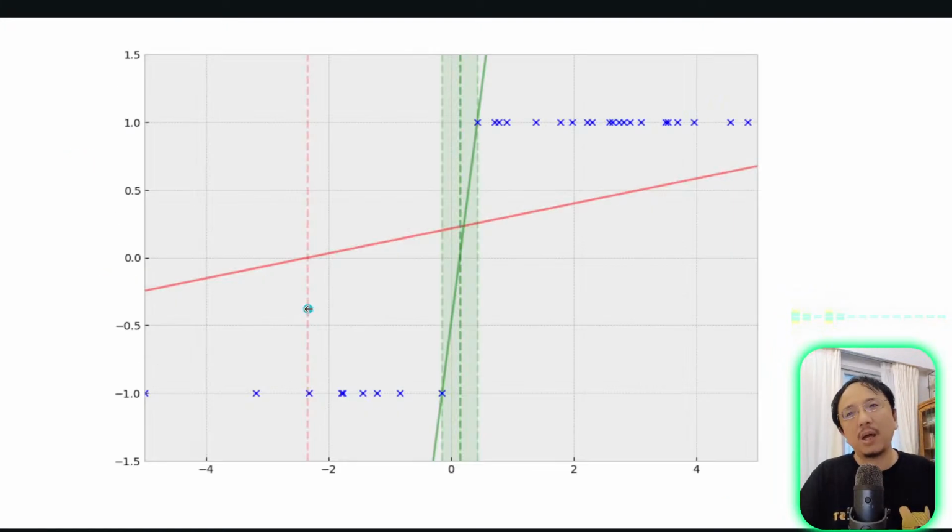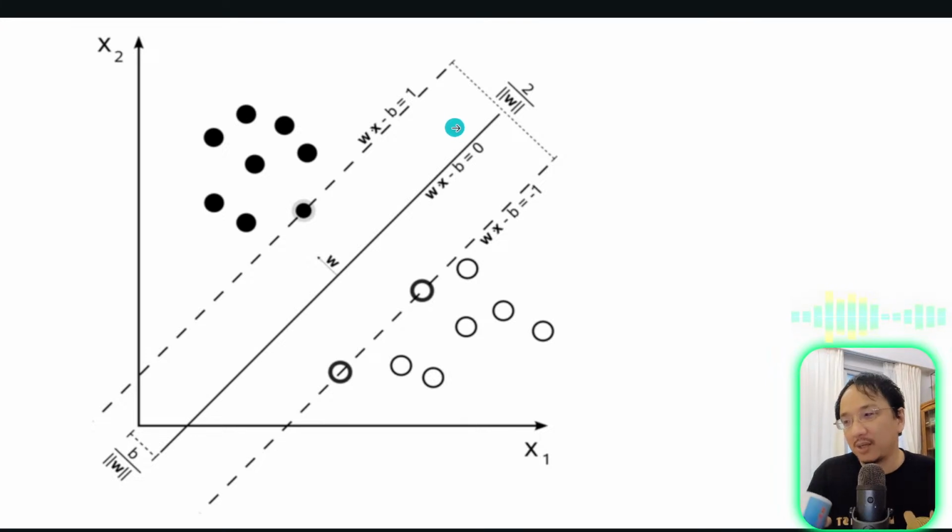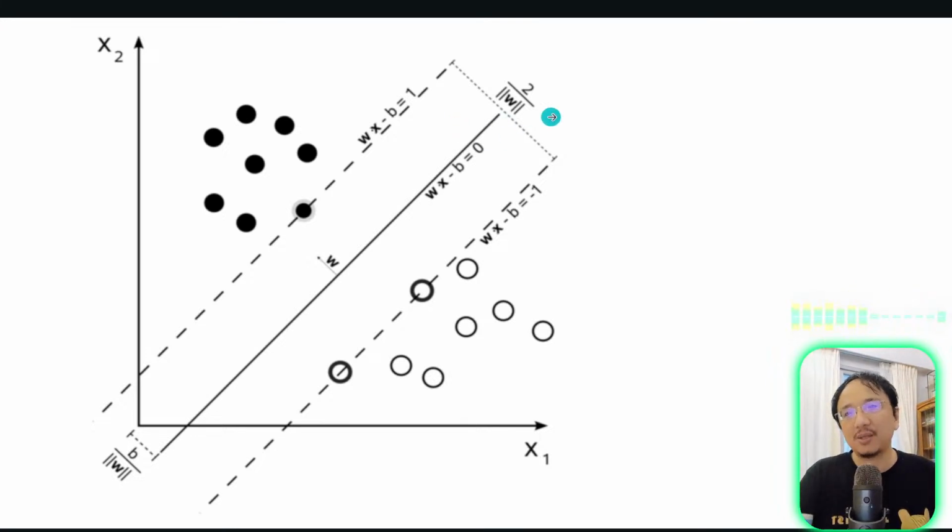Okay, so I think I said something wrong before. We wish to maximize the distance. So we want to minimize the norm of W. I said that in the opposite way. I kind of got a little bit confused, it's still in the morning. But let me say it again.